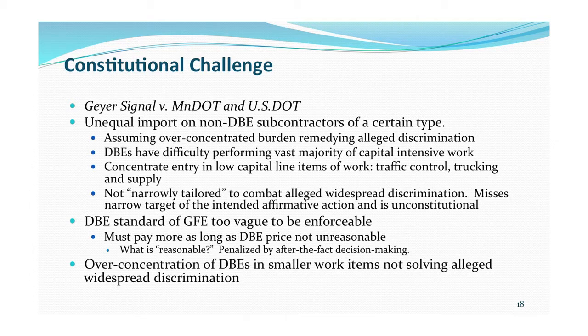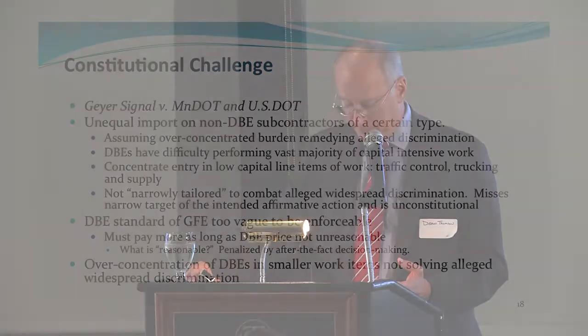And the claim is that the current program is having an unequal impact on certain types of non-DBE subcontractors. In other words, there's an over-concentrated burden on line items of work such as traffic control, trucking, and supply. Now, clearly, DBEs, or any small contractor, has difficulty performing the vast majority of capital-intensive work simply because they don't have the capital. Therefore, they try to enter the marketplace in areas where low capital is still viable. That would be traffic control, trucking, and supply, and landscaping.